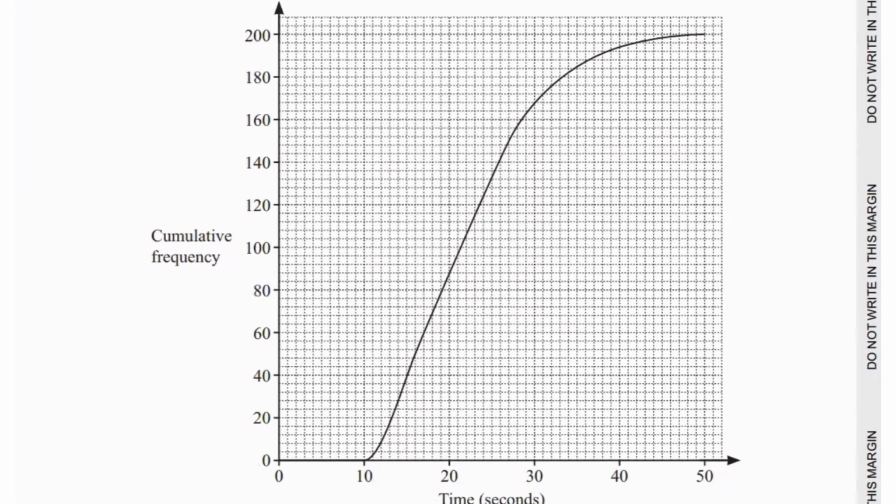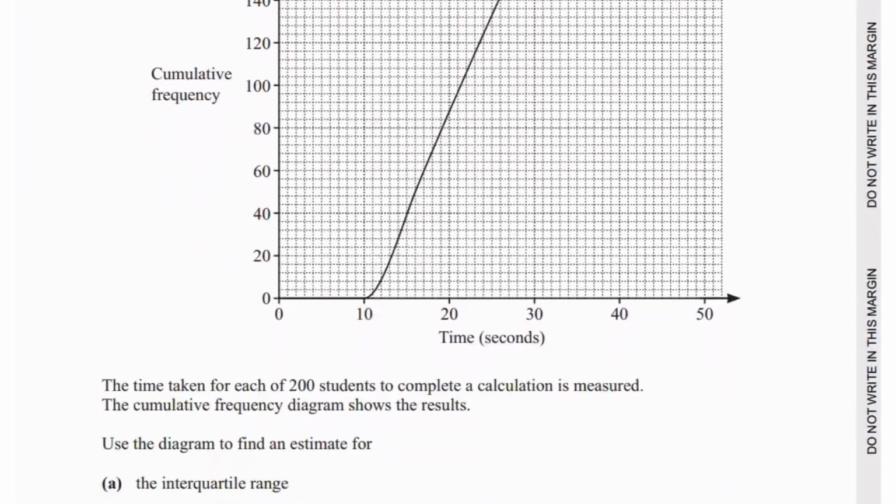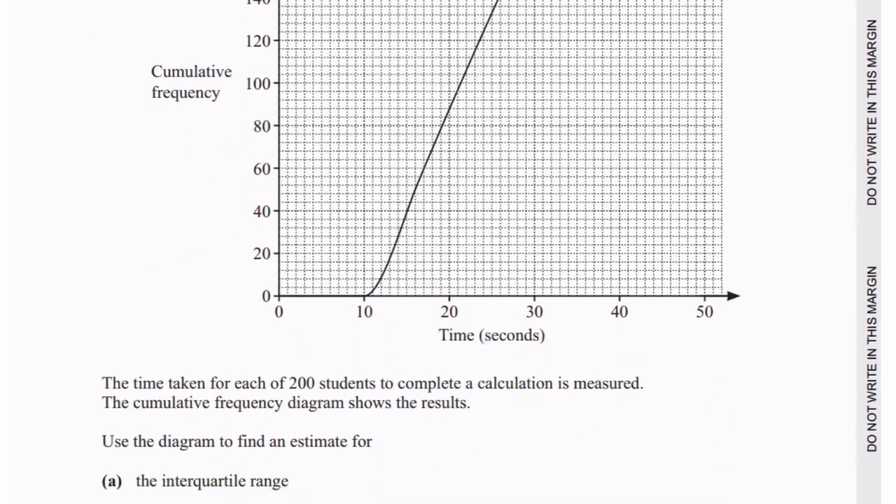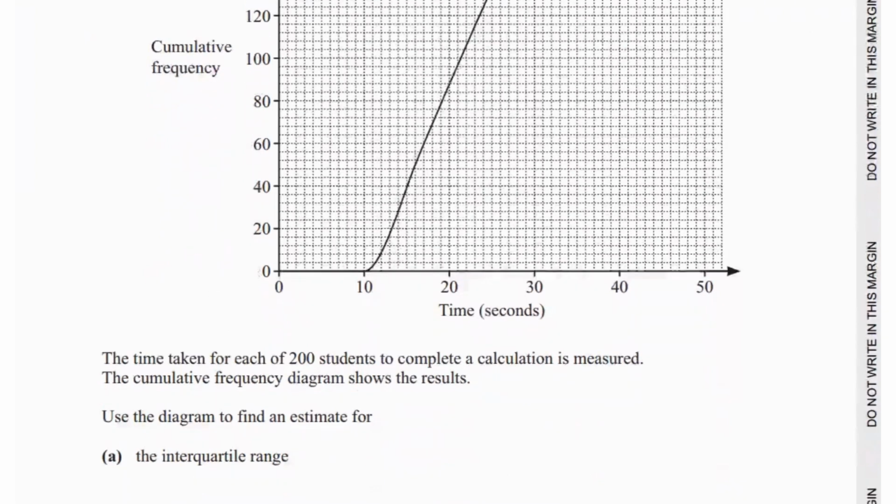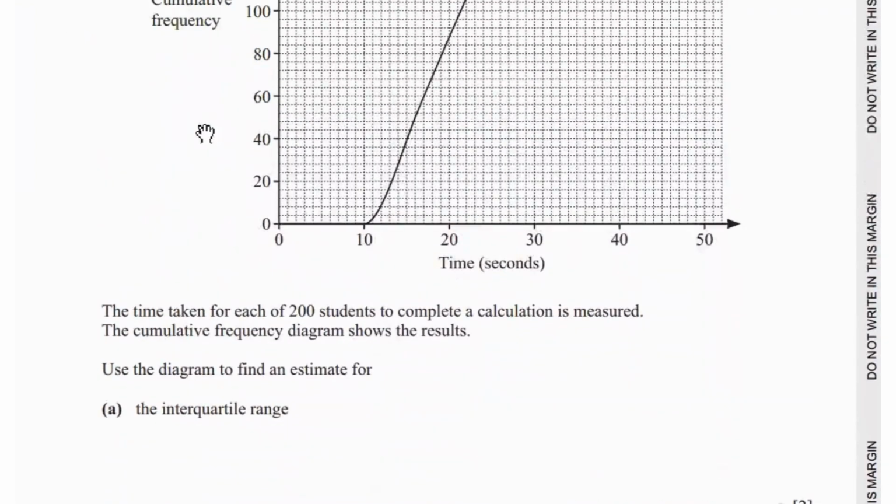For question 15, we have a cumulative frequency graph. It says the time taken for each of 200 students to complete a calculation is measured. The cumulative frequency diagram shows the results. Use the diagram to find an estimate for the interquartile range.